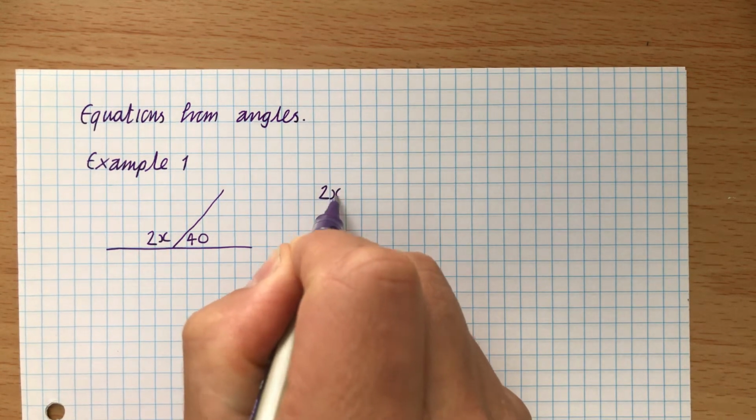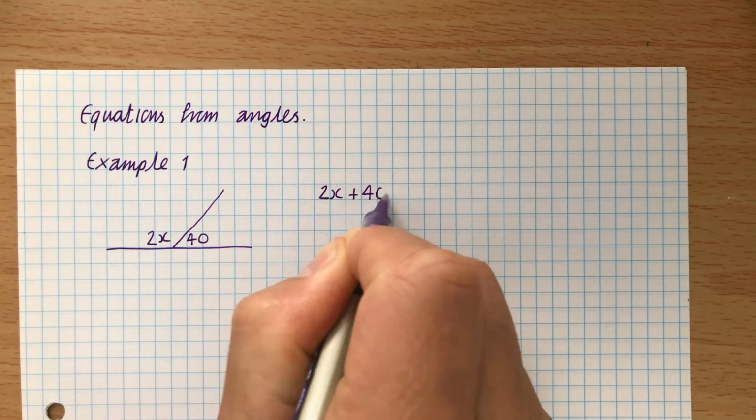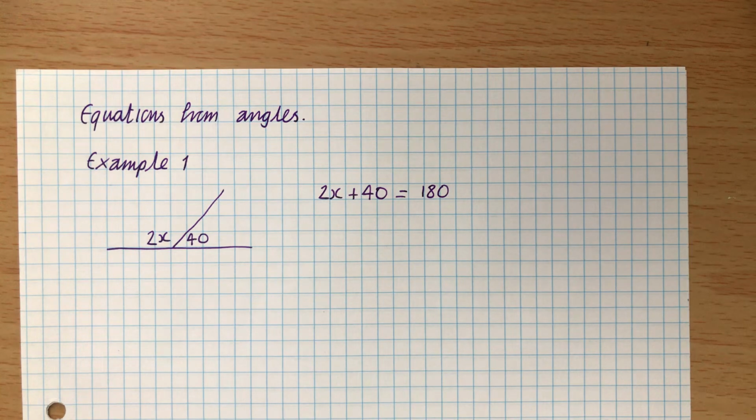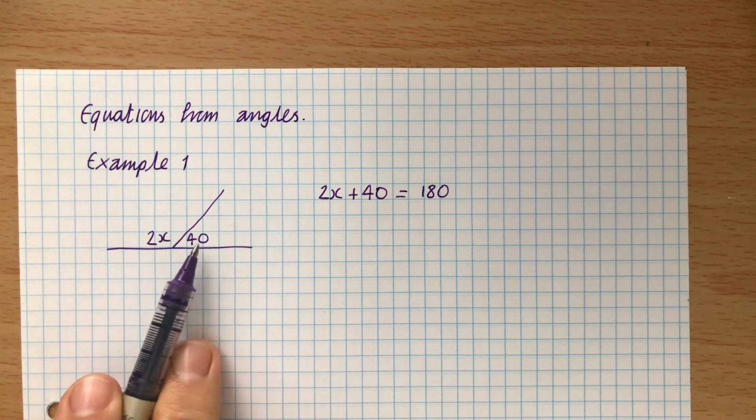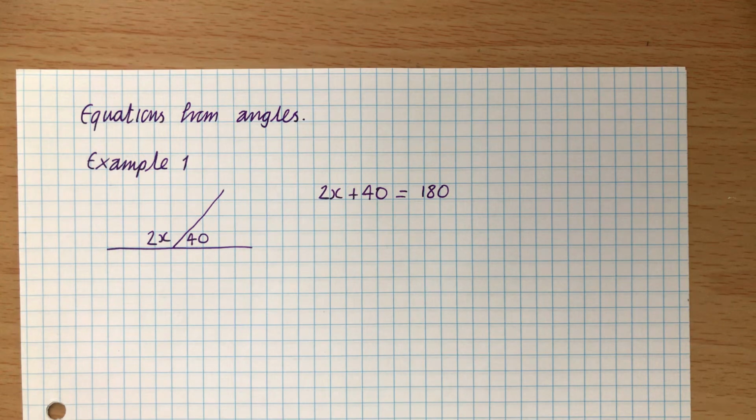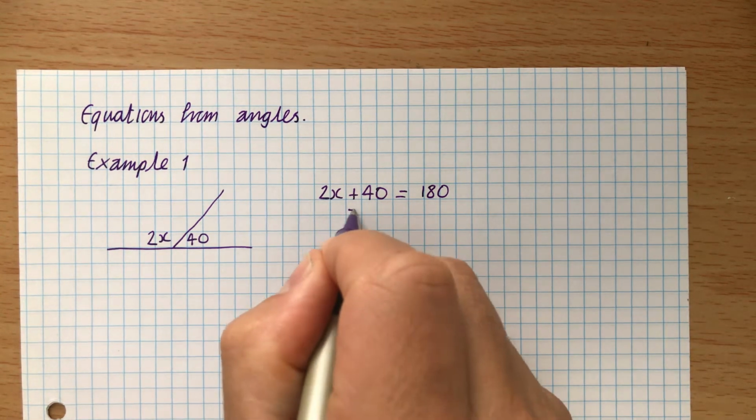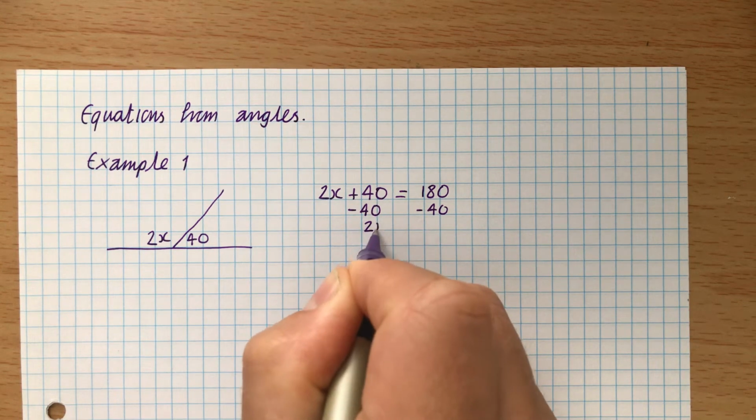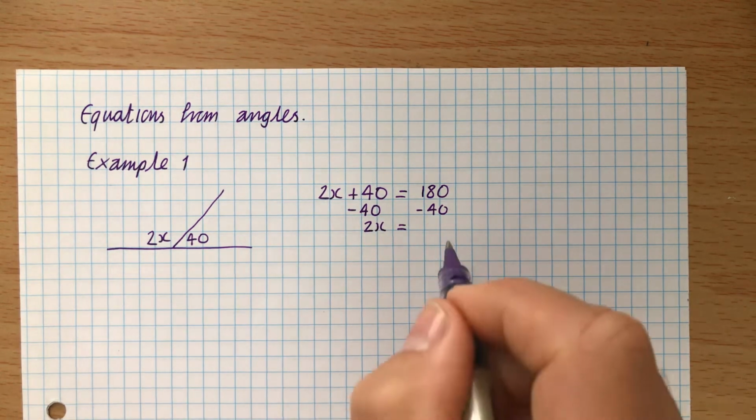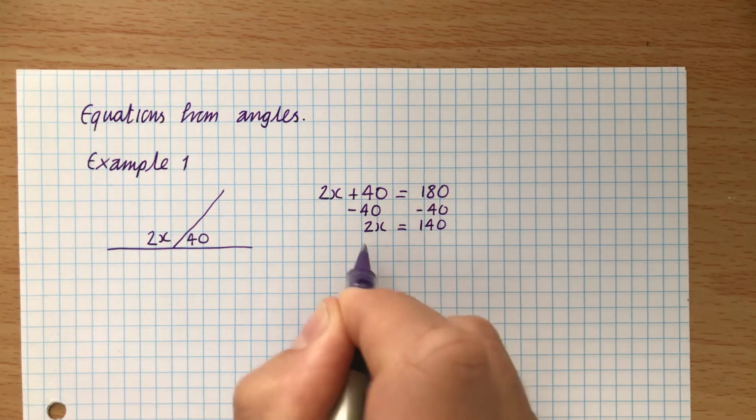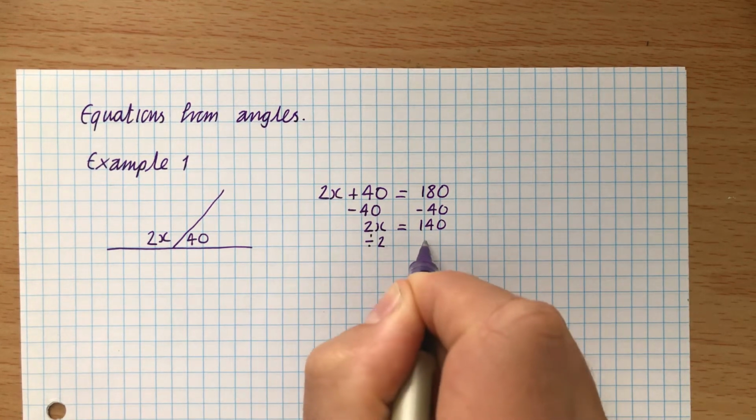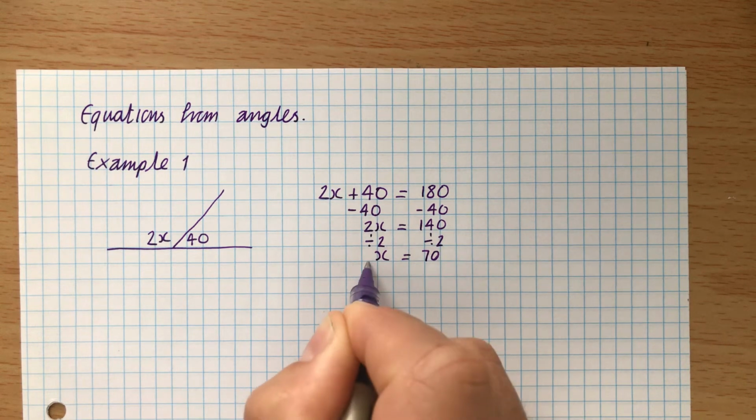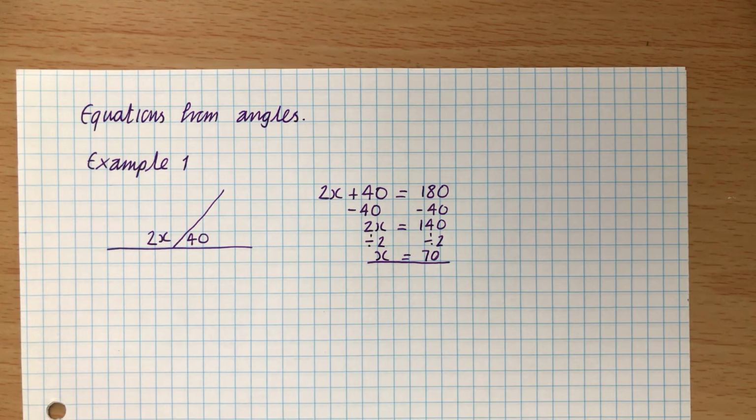2x plus 40 must add together to make 180 degrees. Angles on a straight line add together to make 180. And then from there, I'm taking away 40 from both sides. So 2x equals 140. Divide by 2 on both sides. And then x is 70.